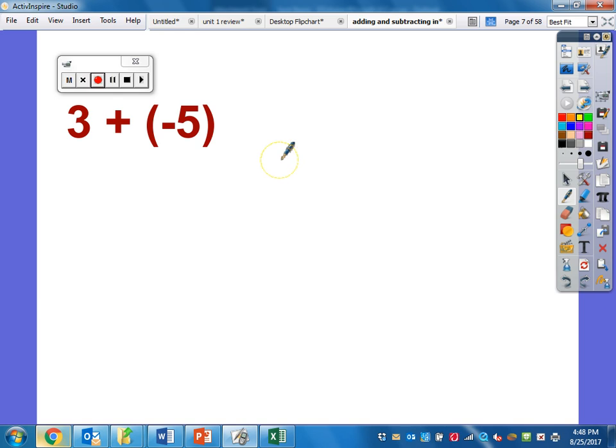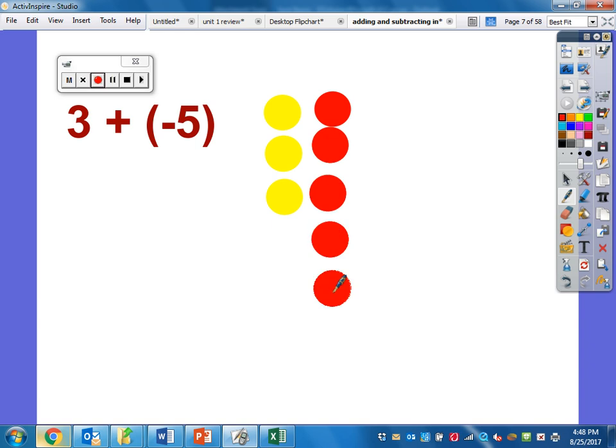Positive integers are represented by yellow. So I'm going to draw 3 yellow chips to represent the 3 that's positive. Then, for a negative number, we use red chips to represent the negative numbers. When we model adding and subtracting, we line them up right next to each other. That's because they create 0 pairs.